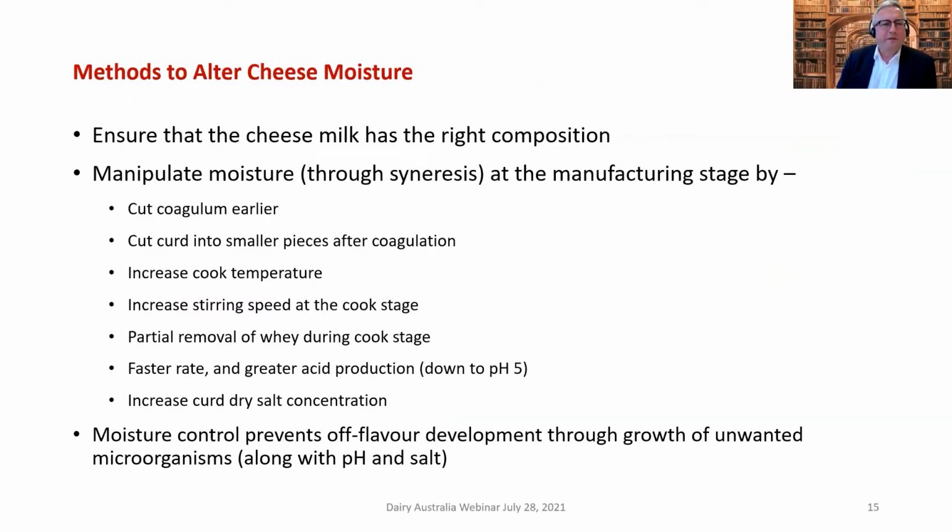So methods to alter cheese manufacture, those who make cheese will be familiar with all these techniques. And it's basically by manipulating moisture through syneresis at the manufacturing stage. So I won't go through those in detail, but they are listed there for your reading pleasure later on. Moisture control does prevent off-flavor development. That's important to know, through the growth of unwanted microorganisms, along with pH and salt. And one that I haven't added there is ripening temperature. So all of these are very, very important. So if we can control the moisture, we can control the structure to a certain degree, and therefore impact upon the control of off-flavor development.